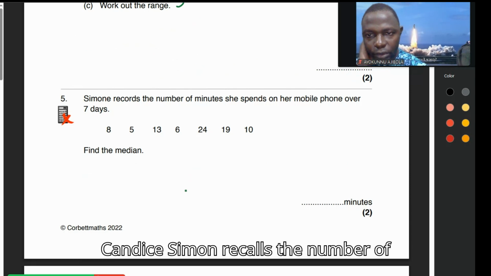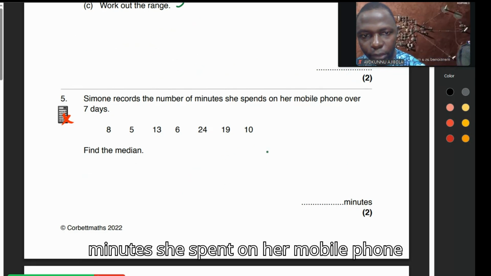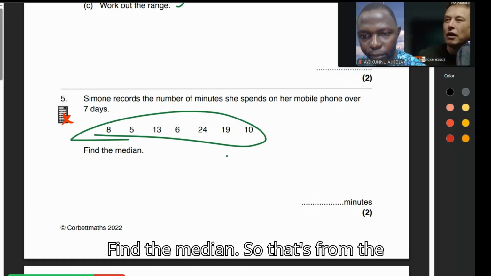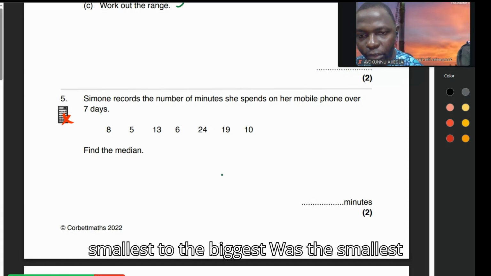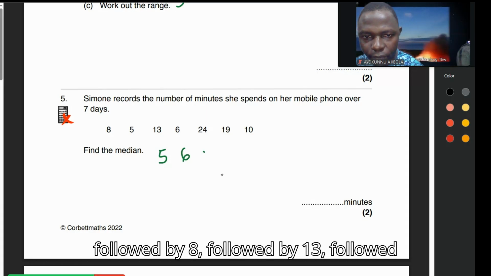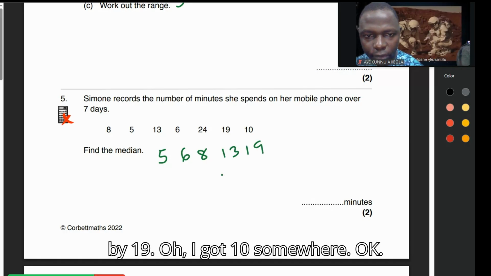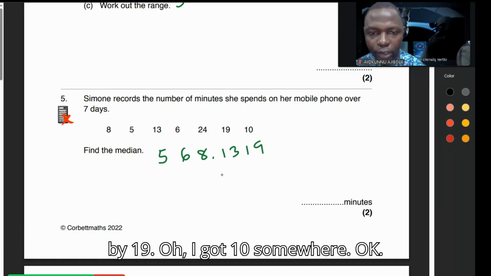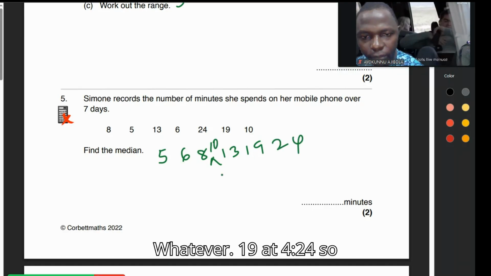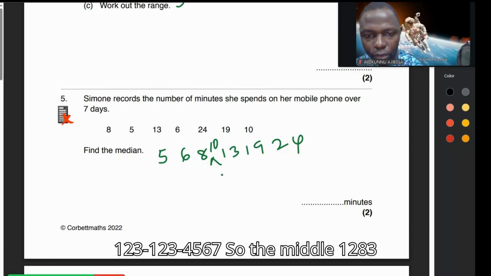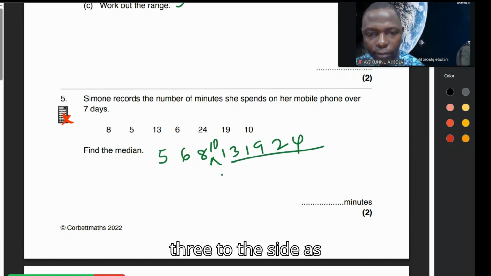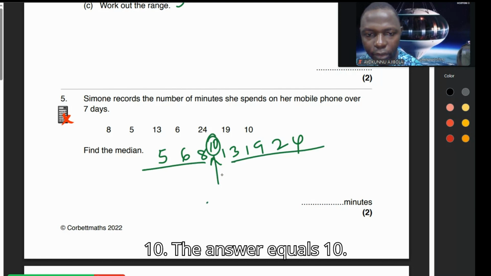Okay, Simon records the number of minutes she spent on her mobile phone over 7 days. This is the number of minutes. Find the median. So that's from the smallest to the biggest. The smallest is 5, followed by 6, followed by 8, followed by 10, followed by 13, followed by 19 and followed by 24. So 1, 2, 3, then 4, 5, 6, 7. The middle one, if you pick 3 to the side and 3 to the other side, is 10. The answer equals 10.